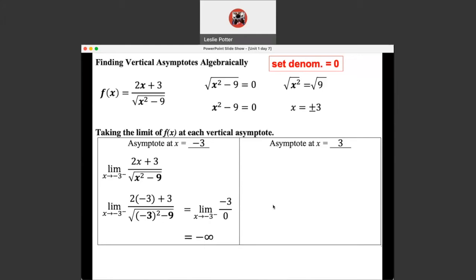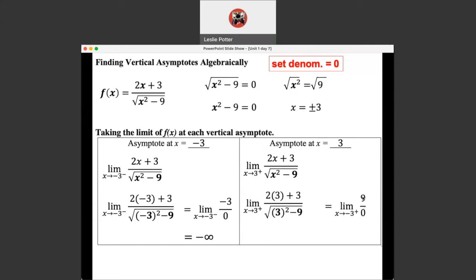Let's try the positive 3. Remember, this is all going back to that graph that we started in our notes, that we sketched in our asymptotes. So you're looking at the graph, you can see that when x equals -3, we're going down to negative infinity on your graph. Okay, let's try as x approaches positive 3. So as x approaches 3 from the larger values, maybe starting at 7, then going to 6, then 5, then 4, then approaching 3. We're going to plug in 3. We're going to do this math. 2 times 3 is 6, plus 3 is 9. This is 0. So we have 9 over 0.